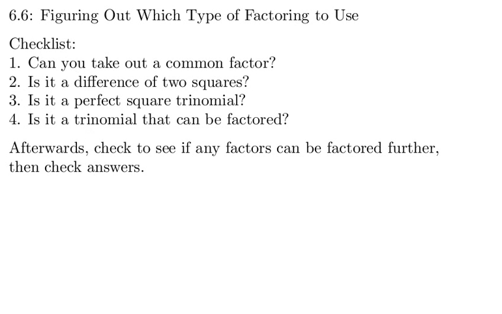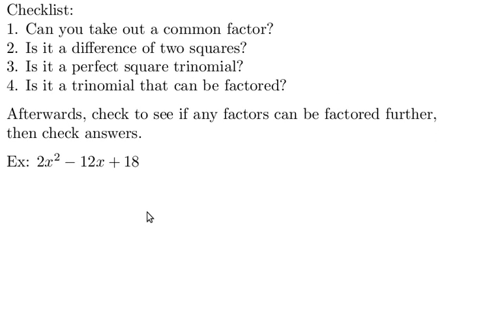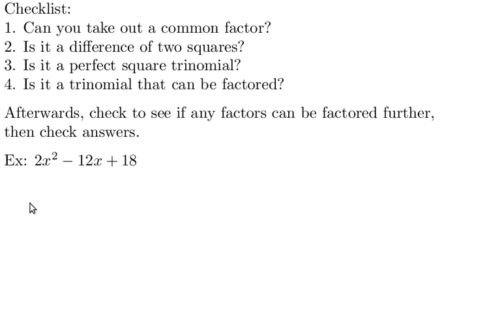Let's say, for example, we have 2x squared minus 12x plus 18. So let's take a look at what the checklist says. First thing: is there a common factor? There is a common factor, because each of these is an even number. Now, if there were a y in all of these, then there would be a y that we could factor out too, or a b or a c or something like that. But there is a 2 common to each of these, so we can factor out a 2.